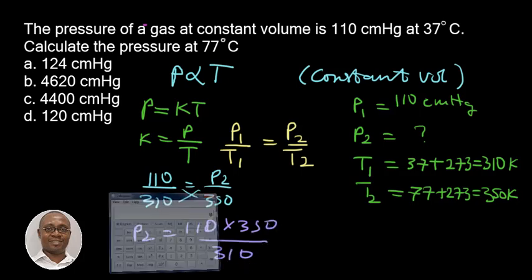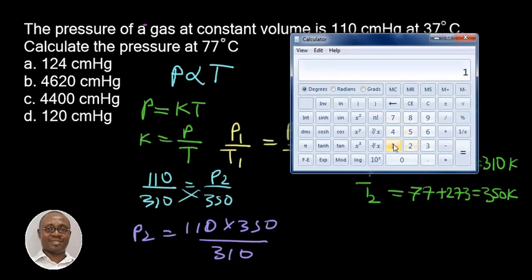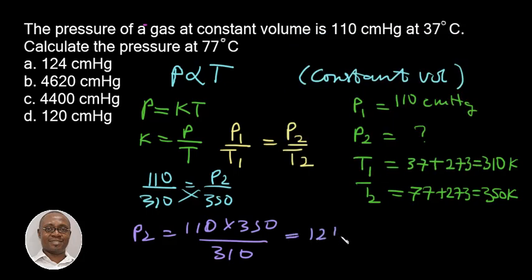Let us quickly use a calculator to get this. So we have 110 times 350 to be divided by 310, and this will give us approximately 124 to the nearest whole number, centimeter mercury. So the answer option A is the right answer.